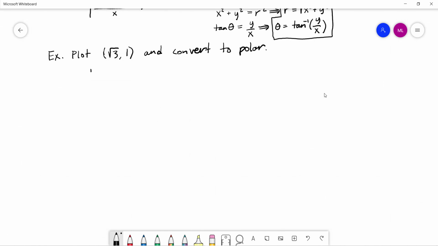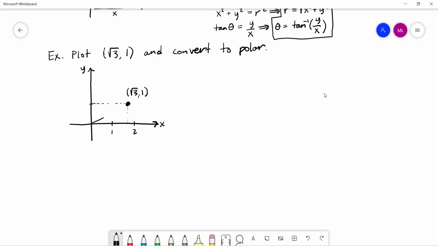So here's my x and y coordinates. Root 3 is about 1.7, so if I call that 1 and that 2, then 1.7, which is root 3, is right about here. And then a height of 1 will be right about here. So the point I'm looking at is right about there. This is the point root 3 comma 1. So root 3 in the x direction, 1 in the y direction.